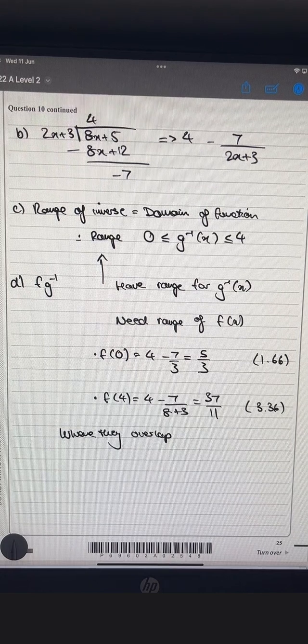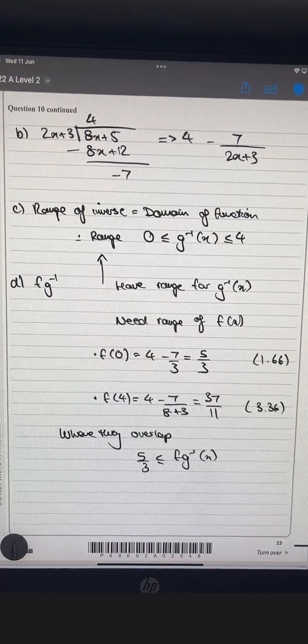So this is the greater of the lower one. So that's 5/3 is less than or equal to, and then that's just the same thing they gave in the question. The upper bound, well, it's either 4 or 3.36. Well, it's going to be 3.36. So less than 37/11. And that is how you would do this question.